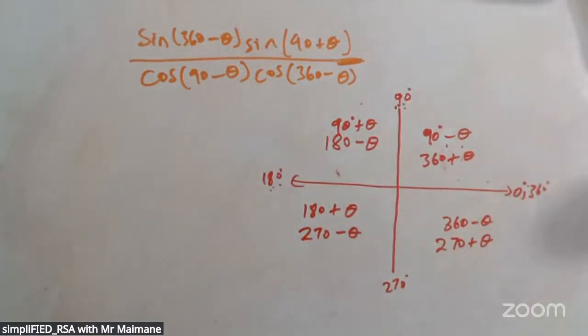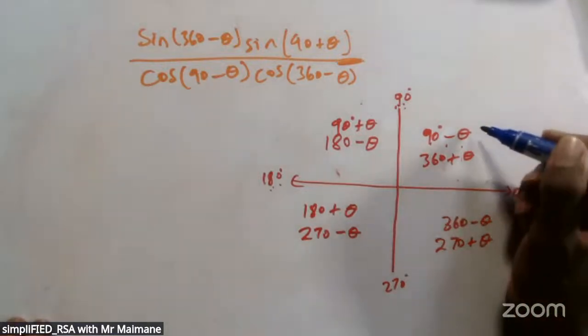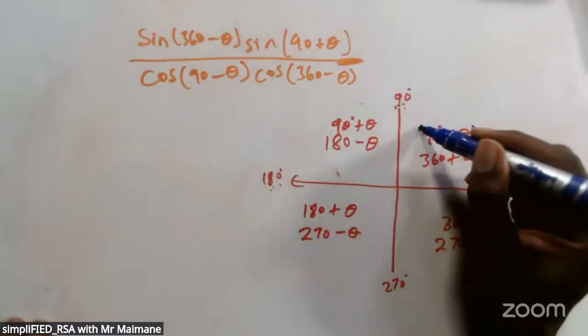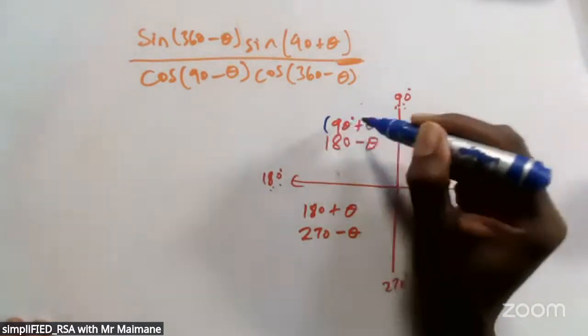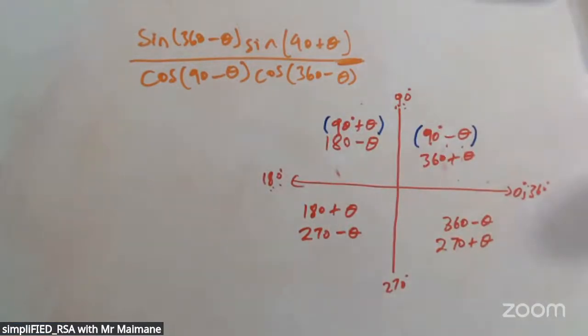The only special ones here are the ones that involve 90s. There's something special about them. What is that special thing? They are co-functions, which means they could equal cos or sine, depending. They could become cos or sine, but their quadrants still matter.